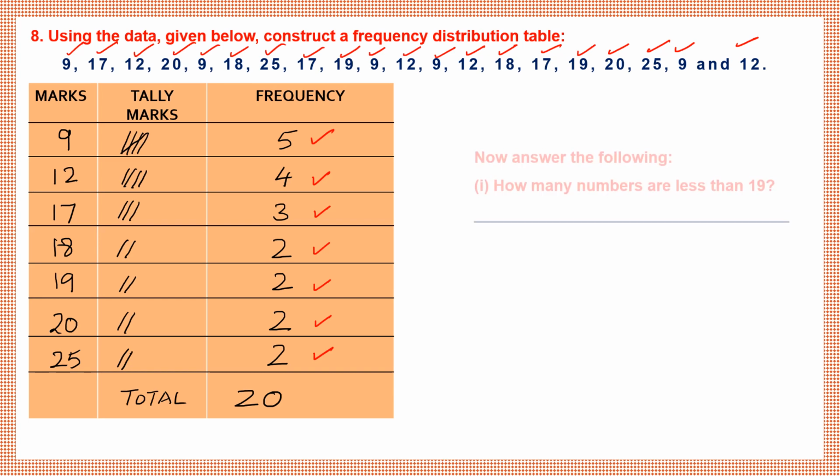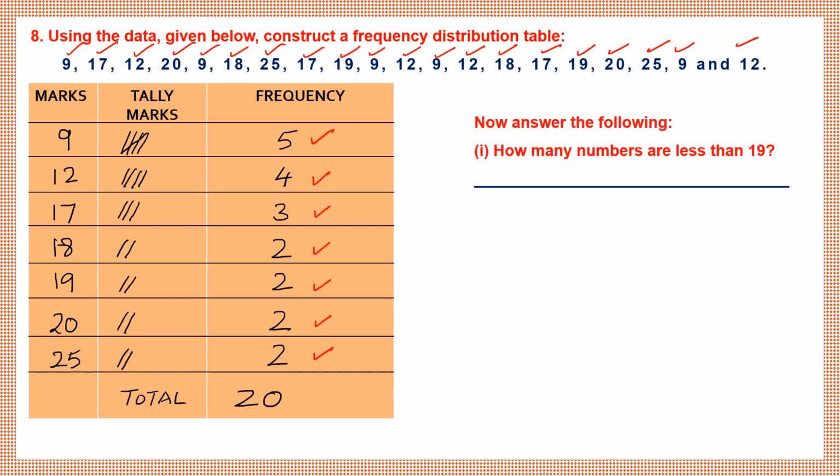Now let's answer these questions. How many numbers are less than 19? So first look out for 19. 19 is here, the row is here. Less than 19 will be all these numbers. So let's check those numbers, tick and see. So less than 19 will be 2, 3, 4 and 5. Let's add up everything. 5 plus 4 is 9. 9 plus 3 is 12. 12 plus 2 is 14. So we've got our answer there. Then we have 14 numbers less than 19.